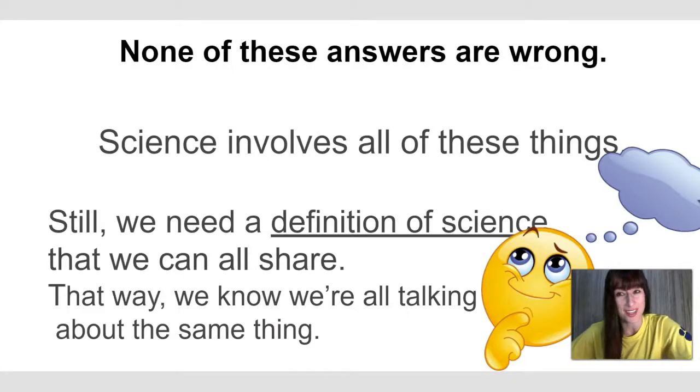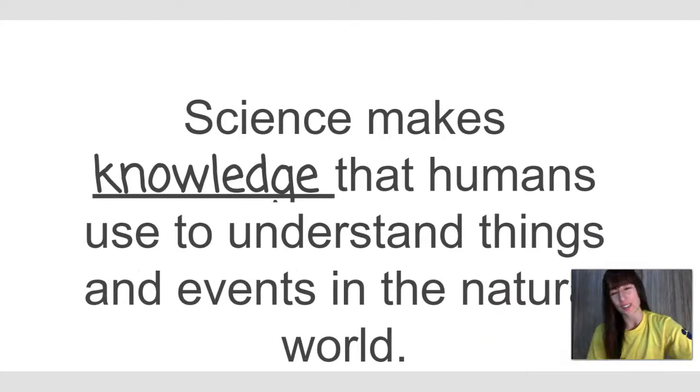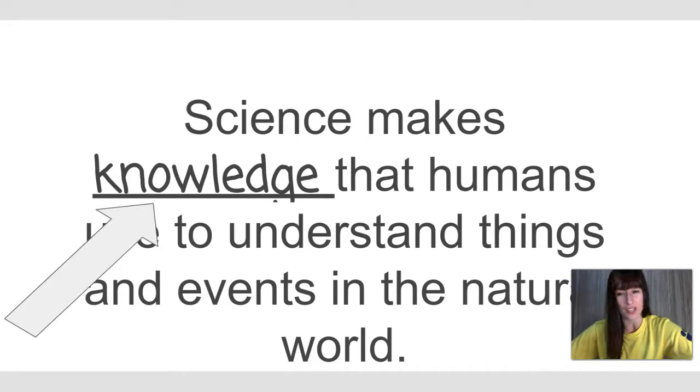Well, none of these answers are wrong. Science involves all of these things. But still, we need a definition of science that we can all share. That way we know we are all talking about the same thing. The definition I have for you is that science makes knowledge that humans, us, use to understand things and events in the natural world. Now, as you can see, I have the word knowledge underlined.